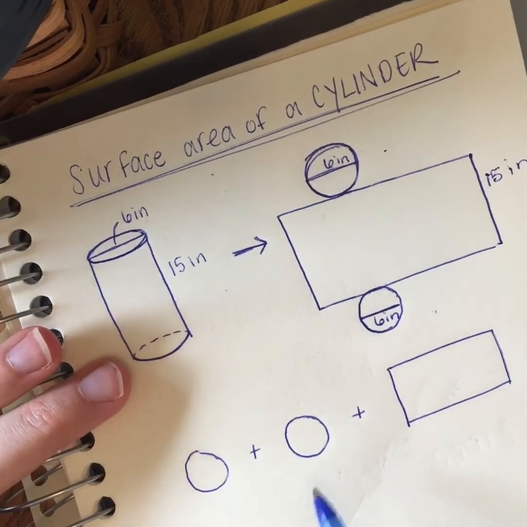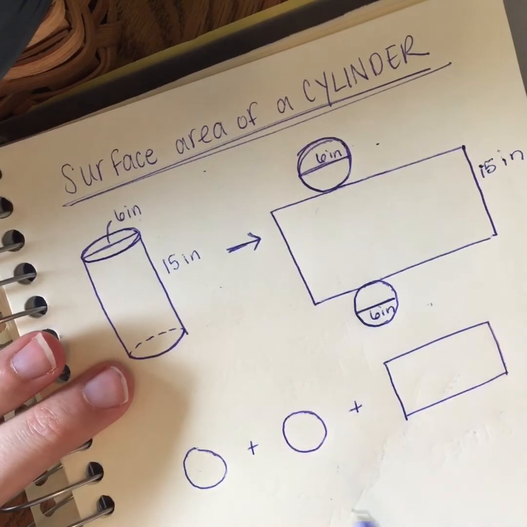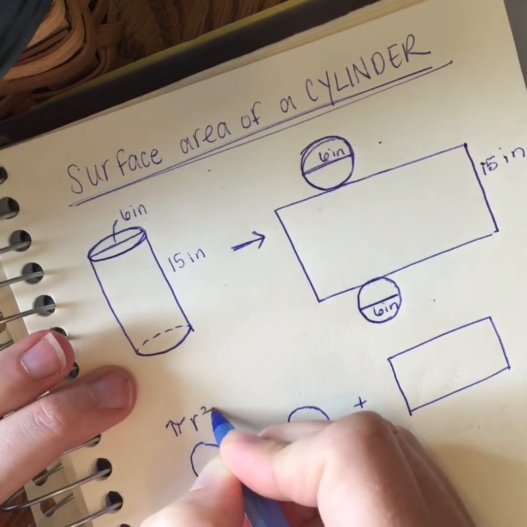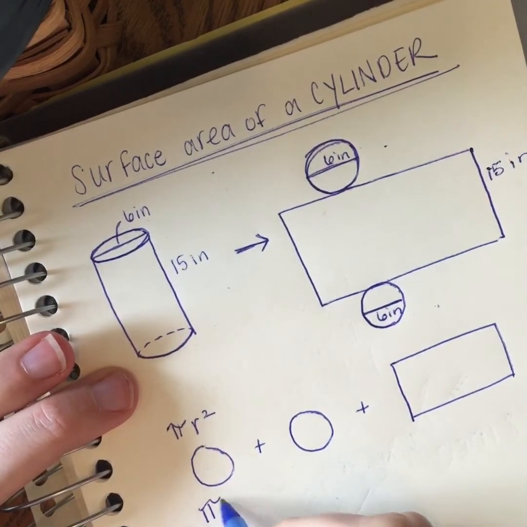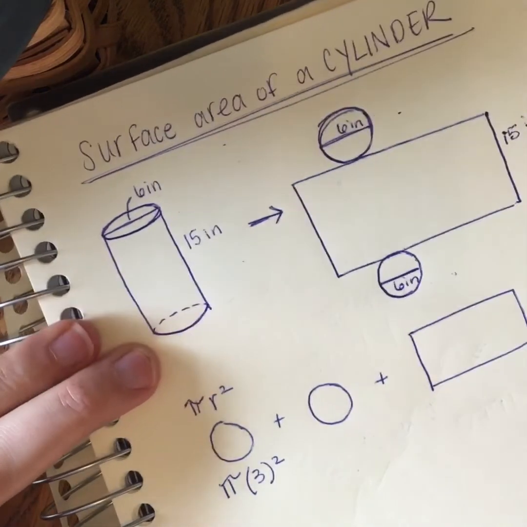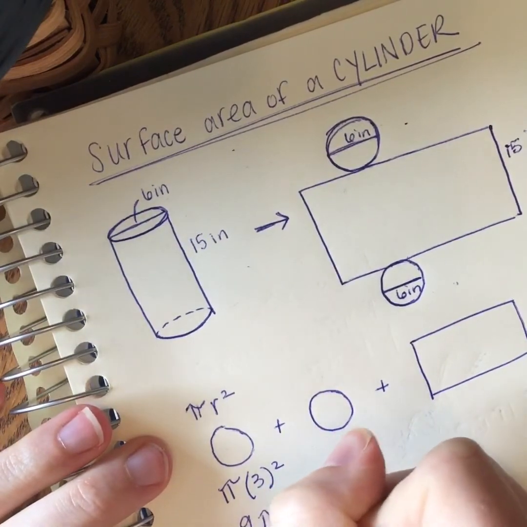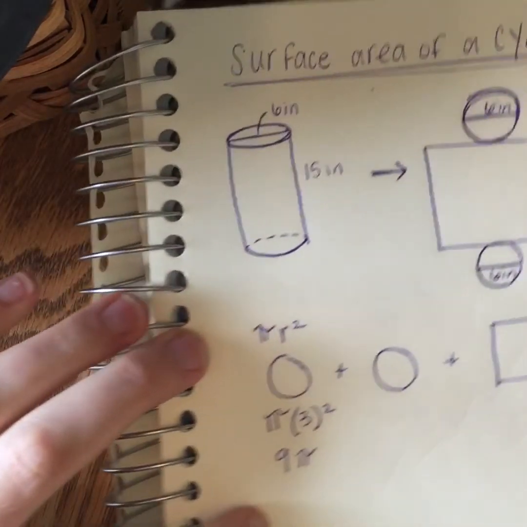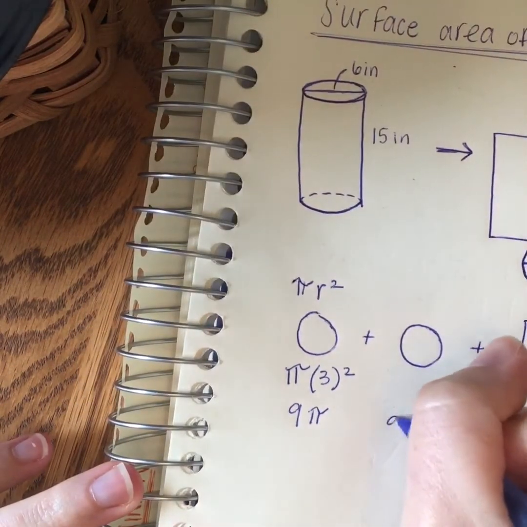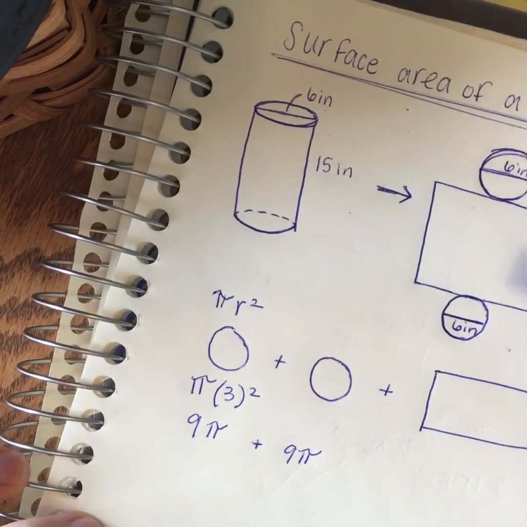Now, the circle area should be pretty easy for you guys. If the diameter is 6, what's the area of the circle? Well, you know that the area of a circle is pi r squared. So wouldn't it just be pi times 3 squared? Right? That's the same as 9 pi. Because I like to wait until the very end to round, I'm going to just leave it as 9 pi, which means this circle is also 9 pi because the two circles are exactly the same.